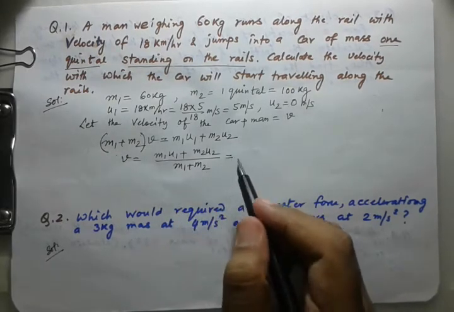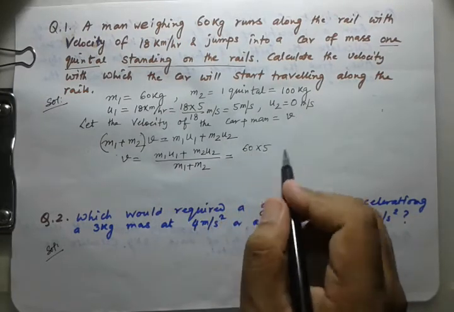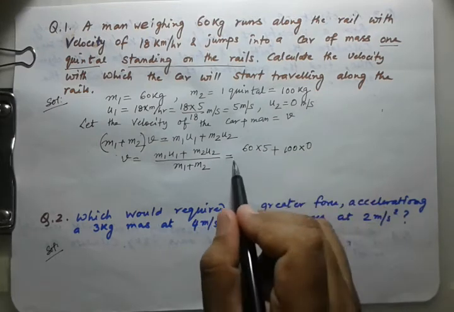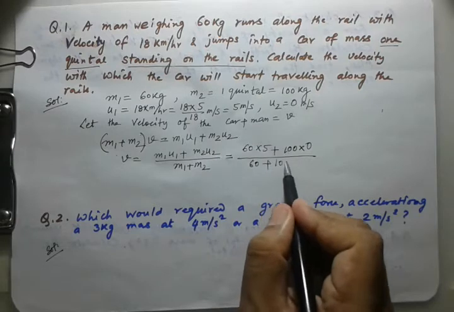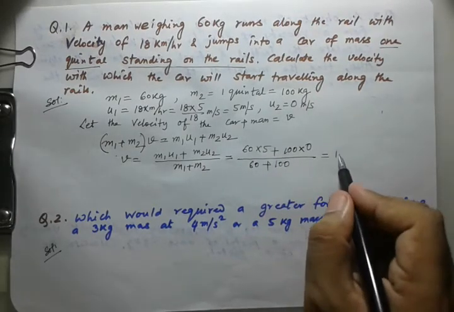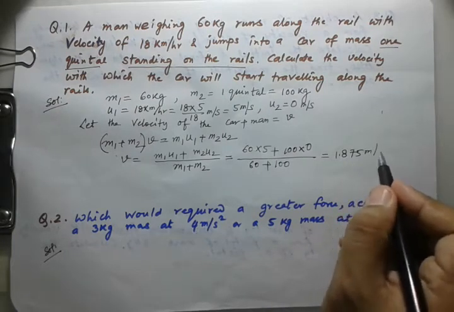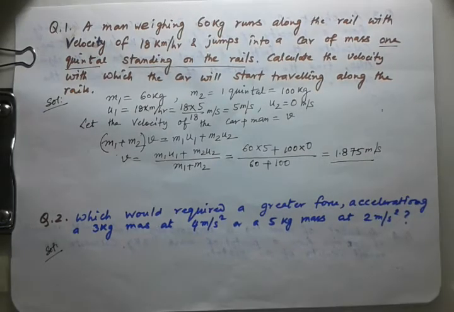So it is equal to, m1 is 60, u1 is given 5, plus m2 is 100 into 0, by m1 is 60 plus 100. So if you calculate, I calculated already, this one is coming 8.875 meter per second. Okay, so this is the answer, that with this velocity the car will travel.